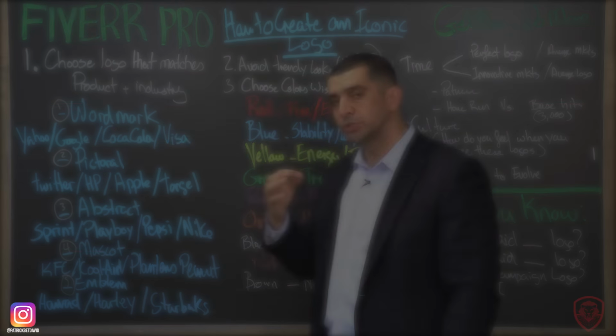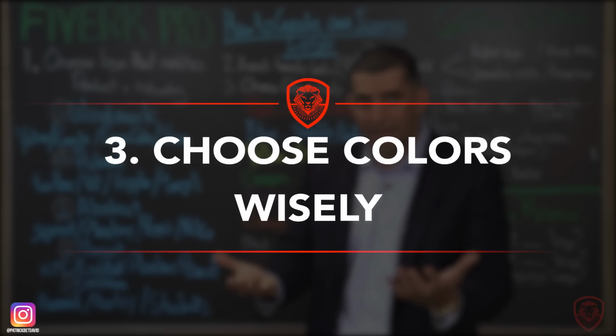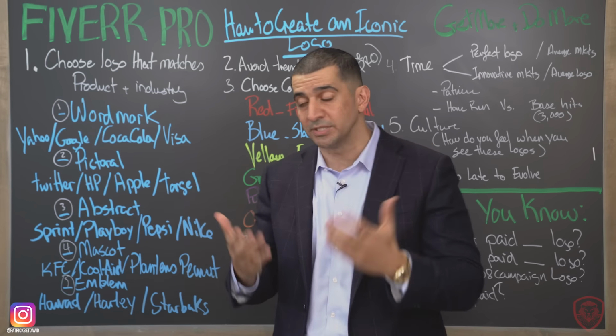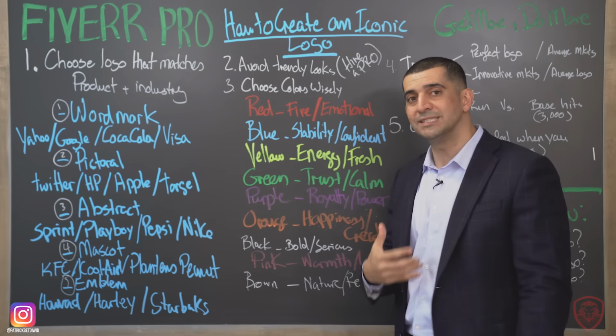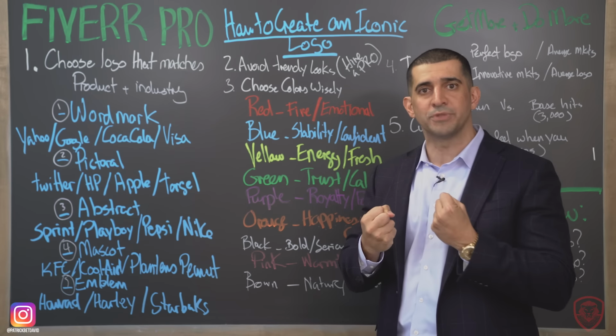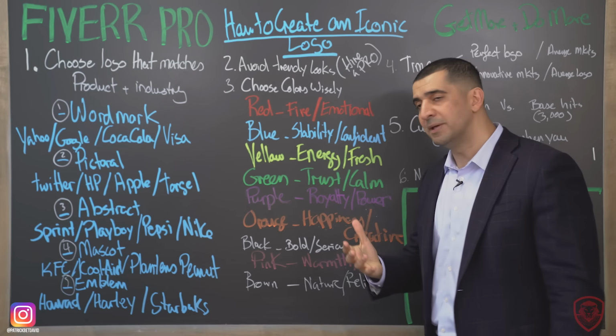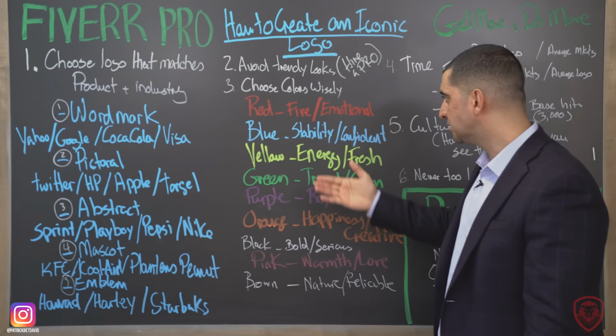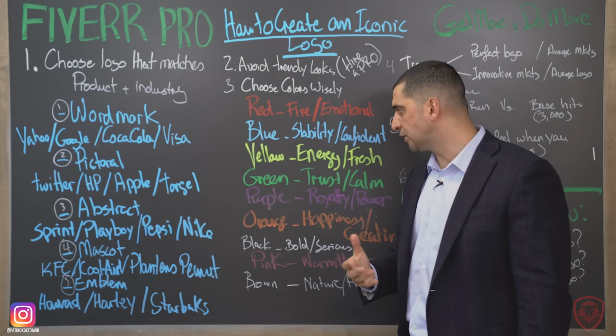Number 3, choose colors wisely. Colors say a lot to the person that's looking at the brand. Red means fire and emotion. When you see a red logo, it brings something out of you, right? Blue is stability, confidence. Think about some of the companies that are blue. Yellow is energetic, it's fresh.